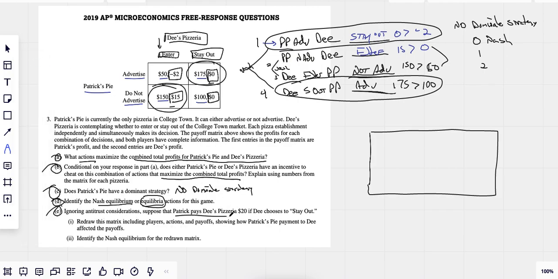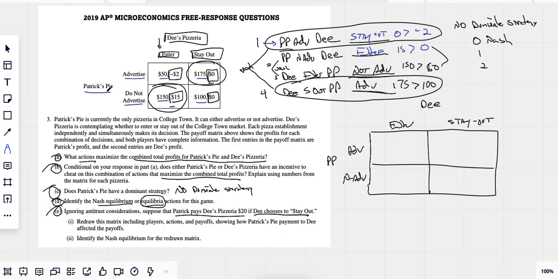Suppose that Patrick pays D's $20 if D chooses to stay out. So let's just stop and recognize what's going on there. Patrick Pie can either advertise or not advertise, and D chooses to enter or stay out. Patrick is paying D to stay out. So we would take from the 175 up here, right?